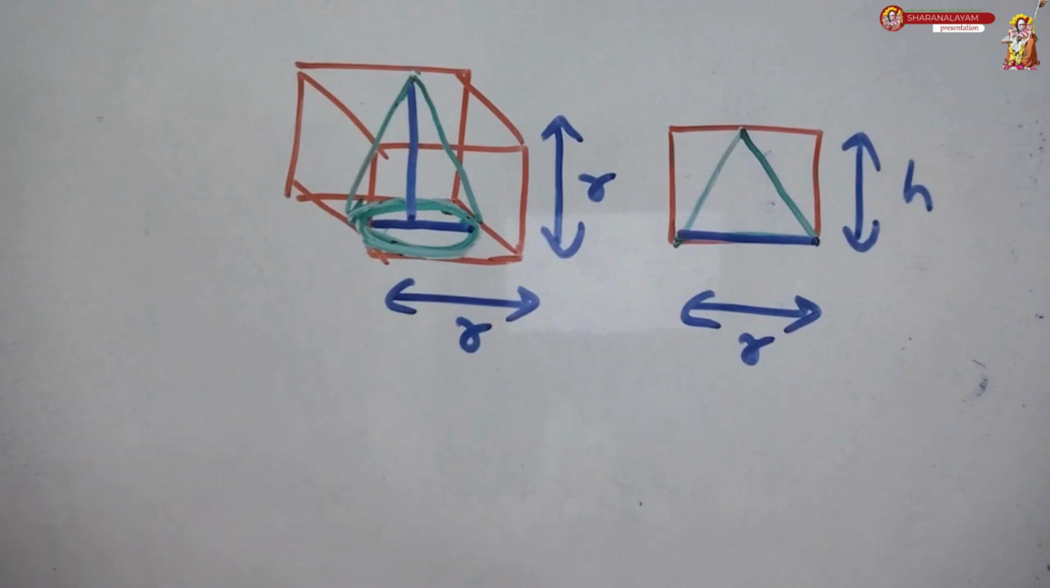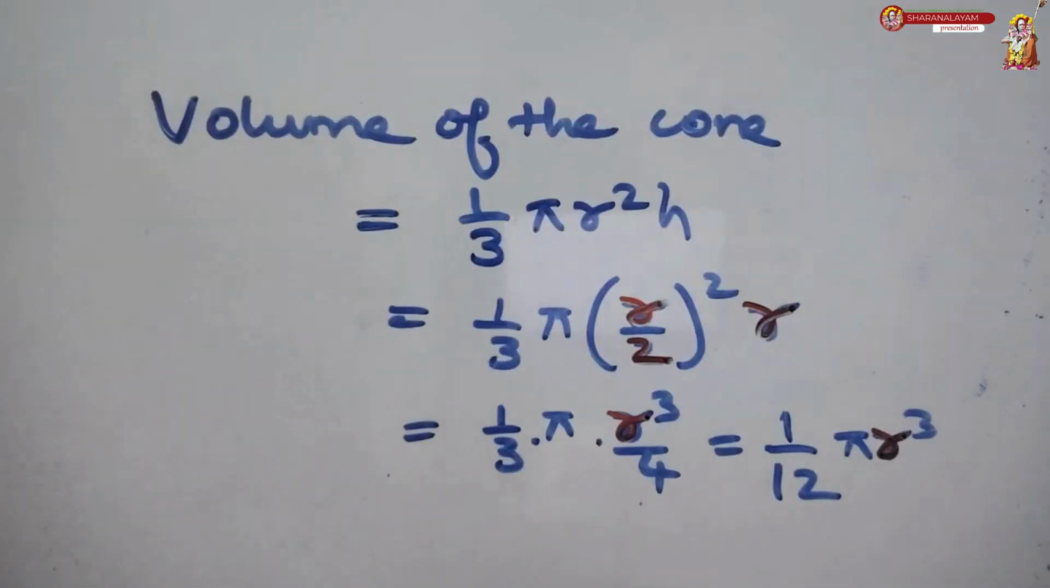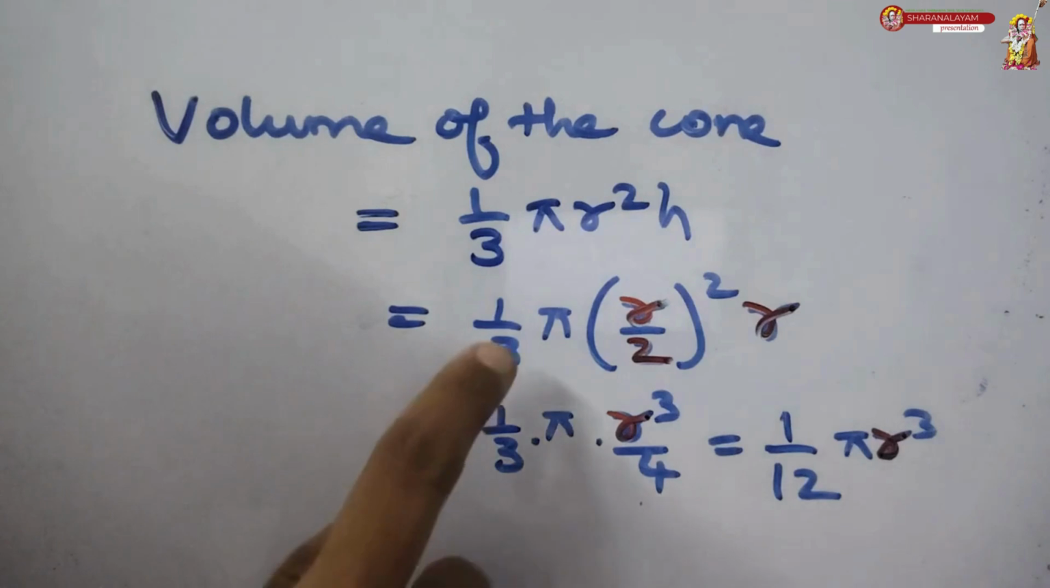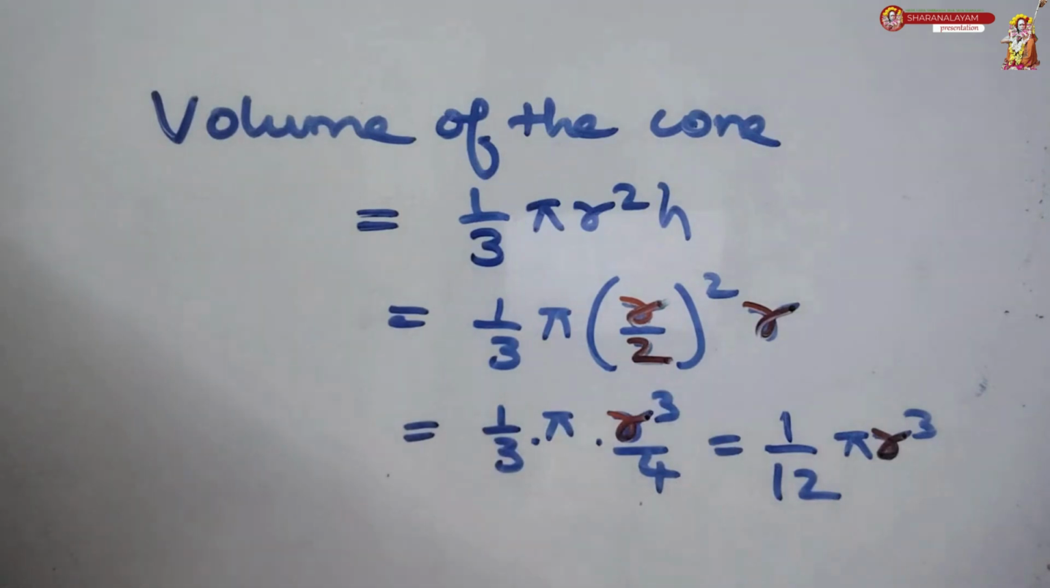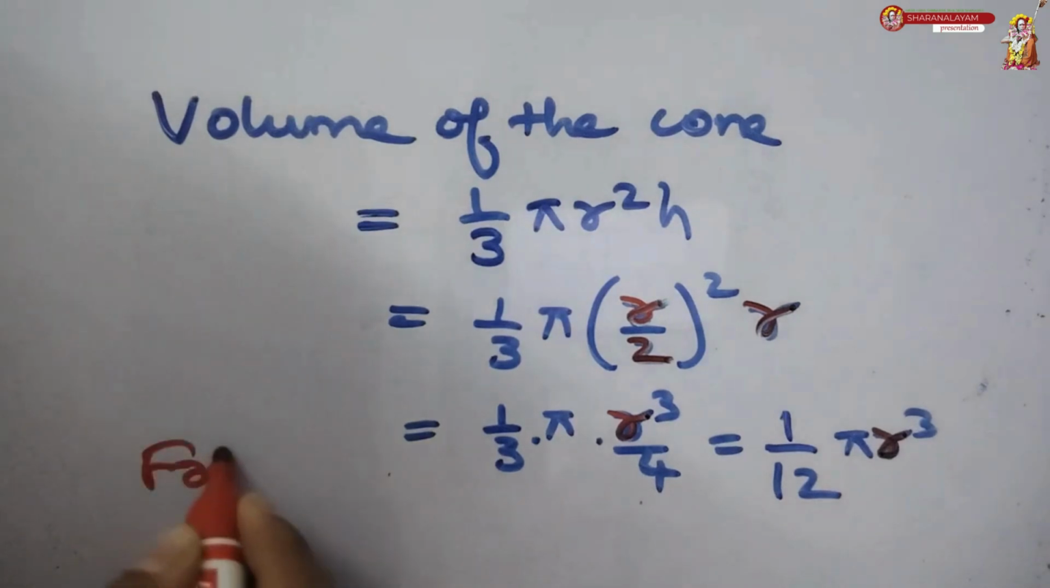Let's find out the volume of the cone. You know the formula for the volume of the cone is 1/3 pi r square h. Here, the radius of the cone happens to be half of the side length of the cube, which is r/2. And the height of the cone happens to be r. So if you substitute those values, you get 1/3 pi r cube upon 4, which is 1/12 pi r cube. The given statement was that the volume of the cone is 1/6 pi r cube, but we have got 1/12 pi r cube. So the given statement is false.